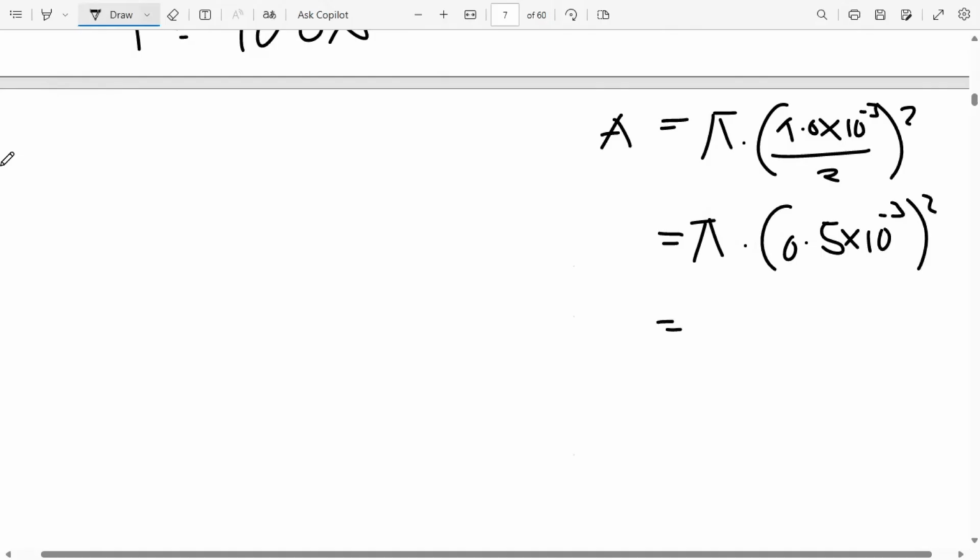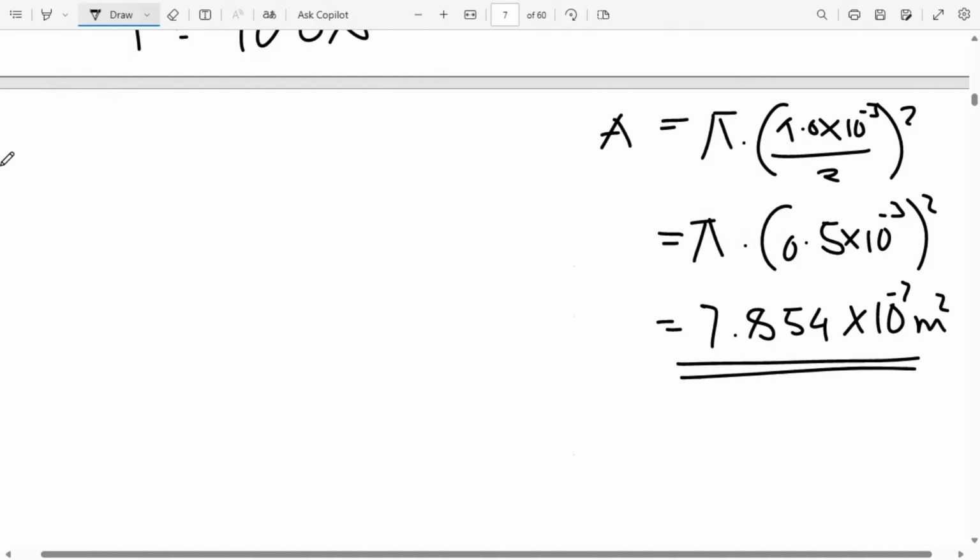And my area will eventually be equal to 7.854 times 10 to the power minus 7 square meters, like this. So this is my area. And we can now bring down the formula for Young's modulus. We're going to use the Young's modulus formula to find the extension. So the same thing applies.